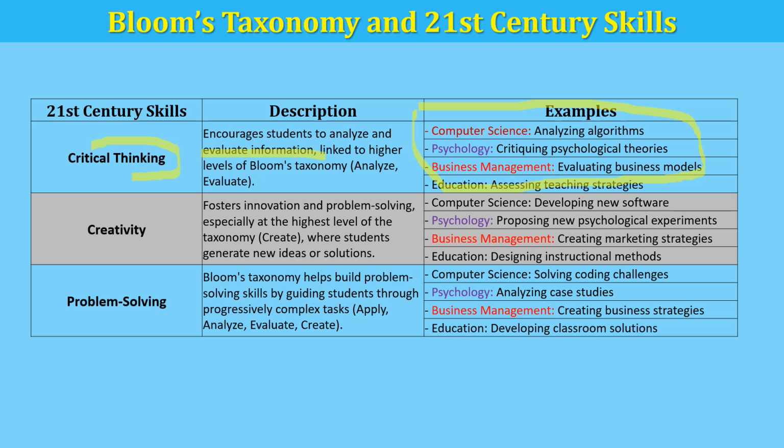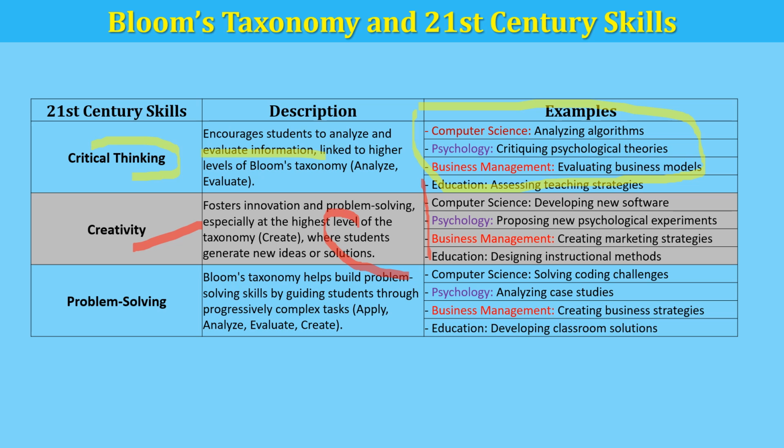Second is creativity. Bloom's taxonomy fosters creativity, particularly in its highest level, create, where students generate new ideas or innovative solutions. This is increasingly essential in the 21st century, where innovation drives progress. For creativity there are descriptions, and there are four fields: computer science, psychology, business management, and education.